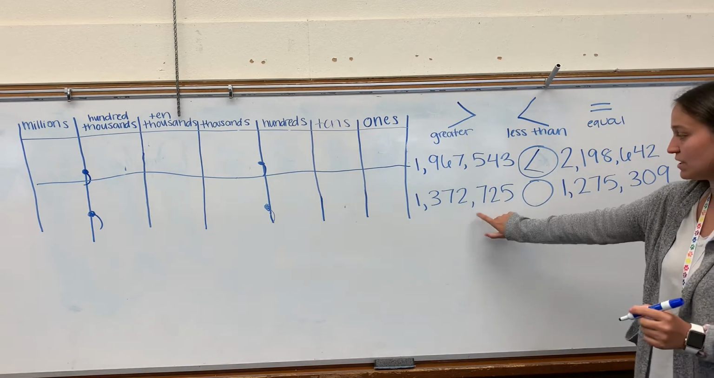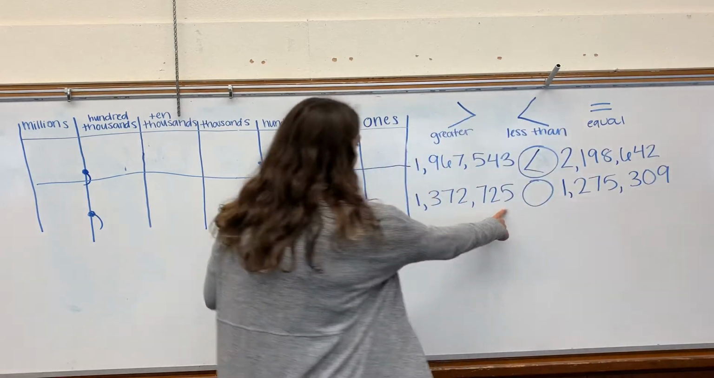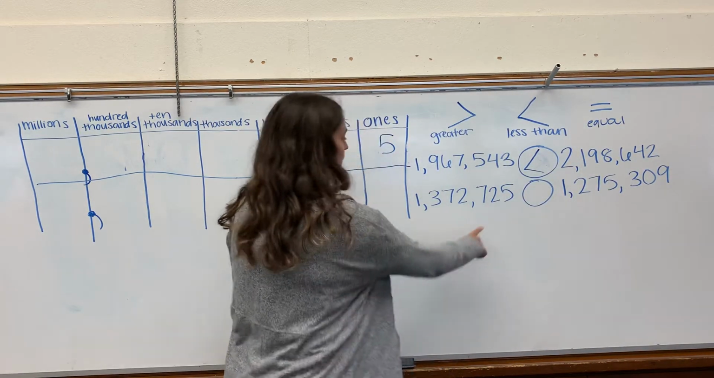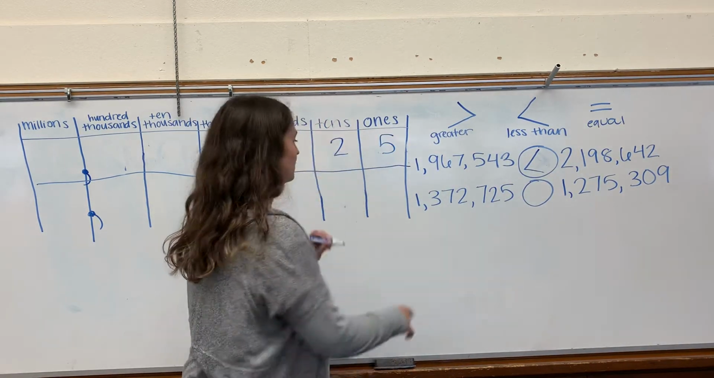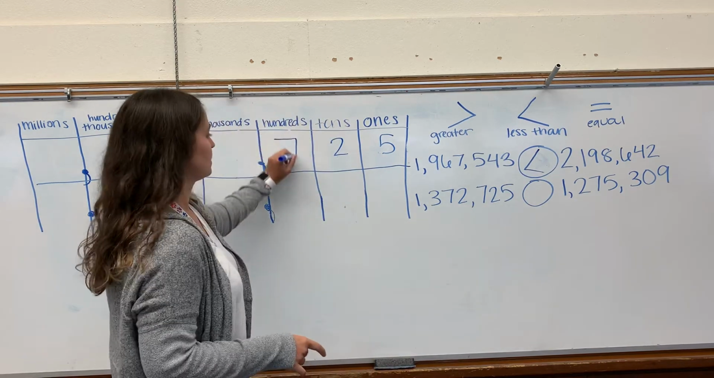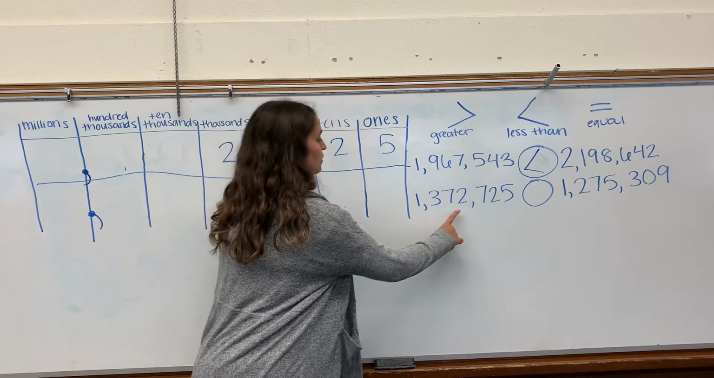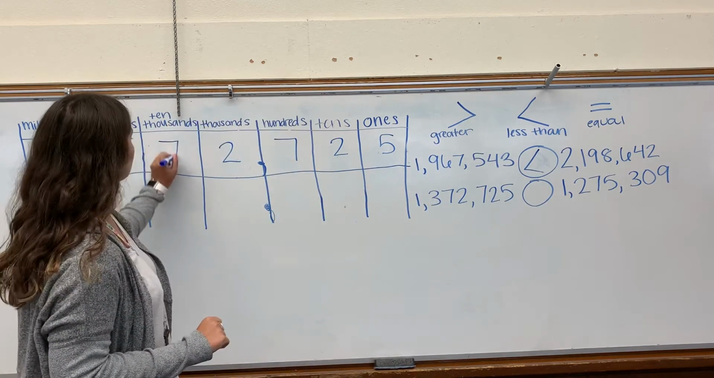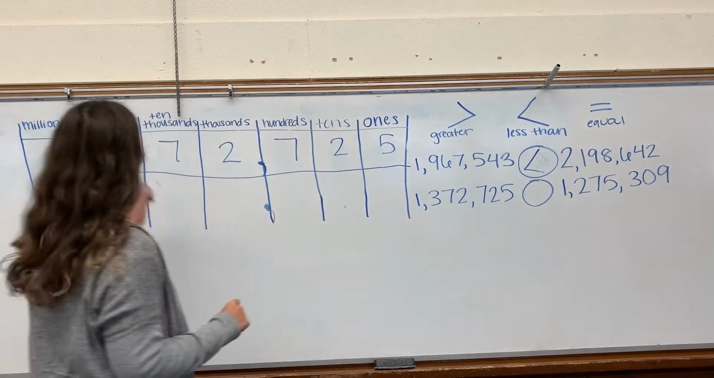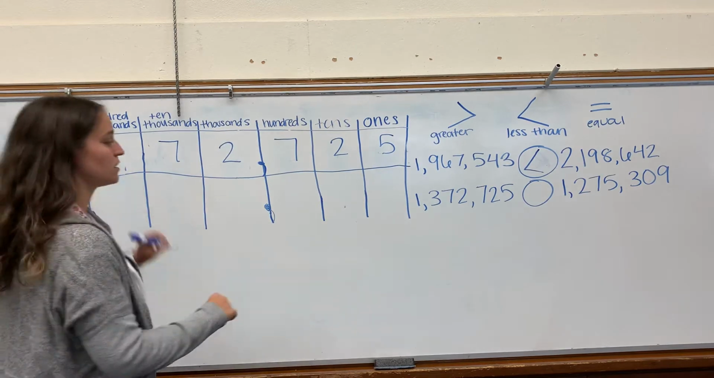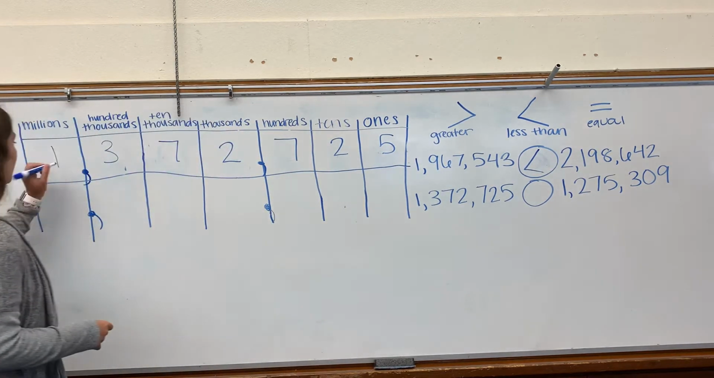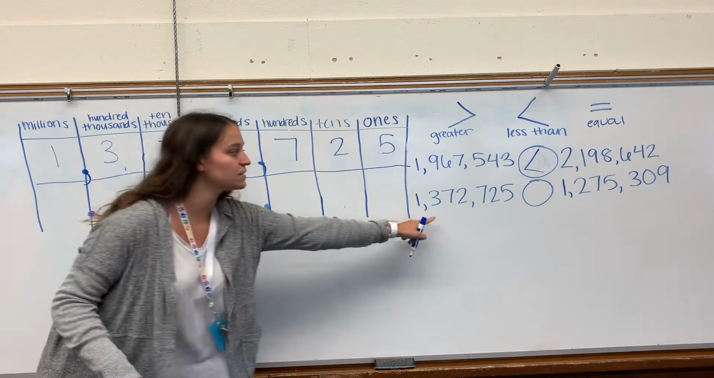So I'm going to start with this one. I have 5 ones, 2 tens, 7 hundreds, 2 thousands, 7 ten thousands, 3 hundred thousands, and 1 million. Okay, so there's that number in my place value chart.